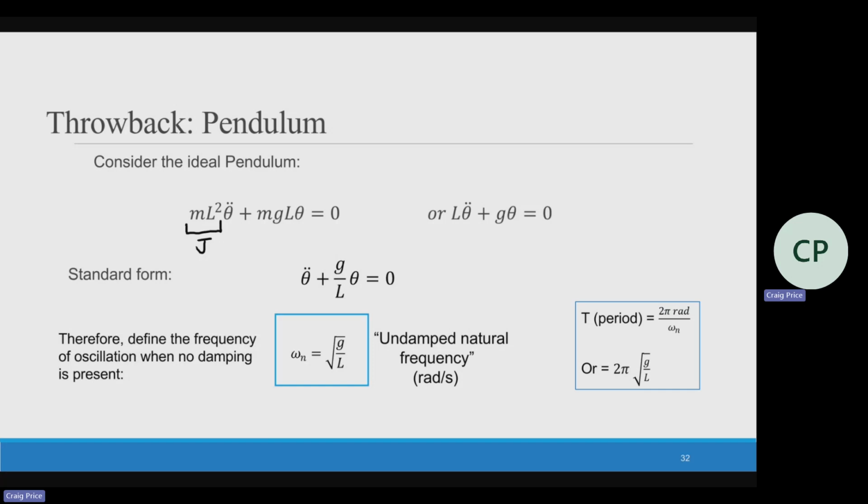So if I don't have any friction or anything, that gives me the natural frequency, and we can find the period of the oscillation from that. So it's very similar to the mass spring, where gravity is really the thing that's driving this pendulum. Anyways, I just want to put it in standard form, and then the square root of this tells me the natural frequency.